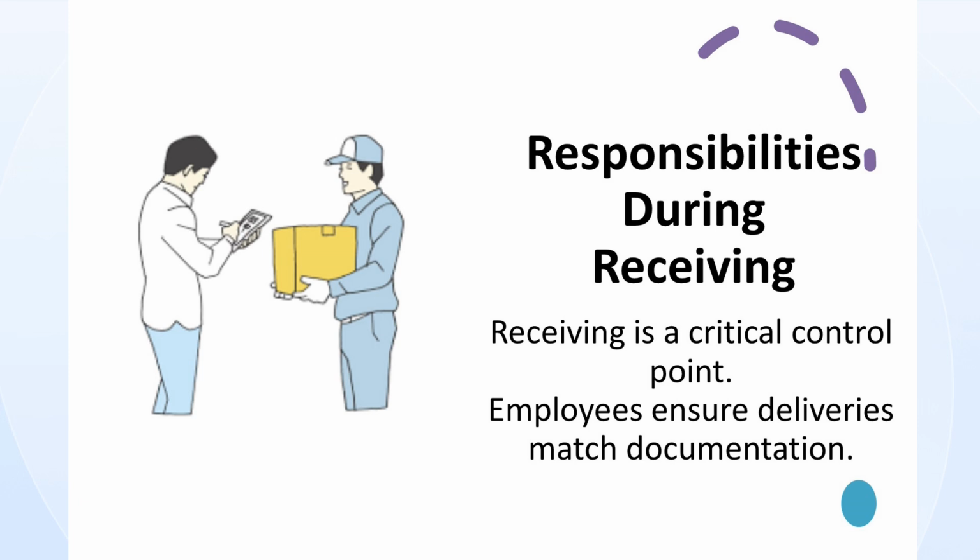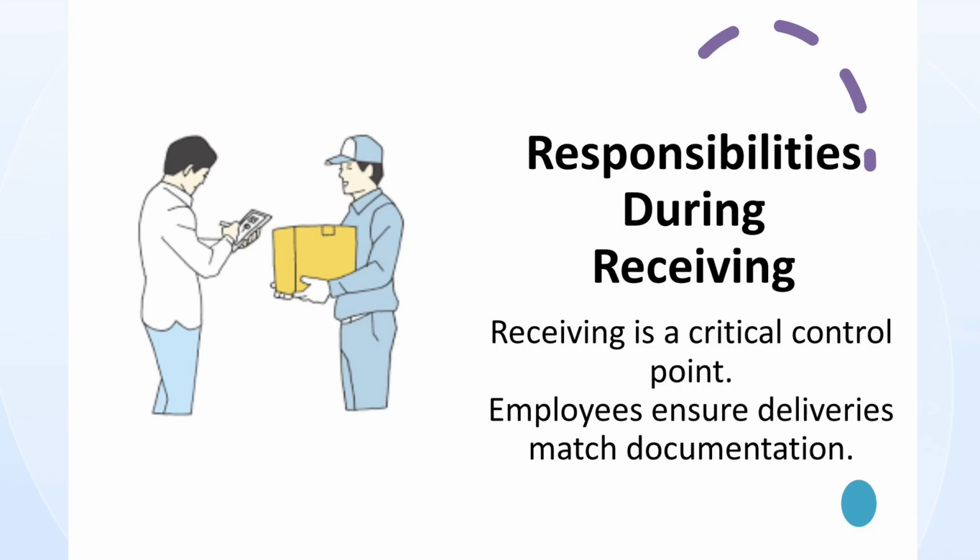Incorrect counts at receiving lead to stock discrepancies later in the process. I also verify item details, such as product descriptions, item codes, batch numbers, or expiry dates where applicable. Receiving incorrect items is also a form of loss because it affects stock accuracy and customer service.